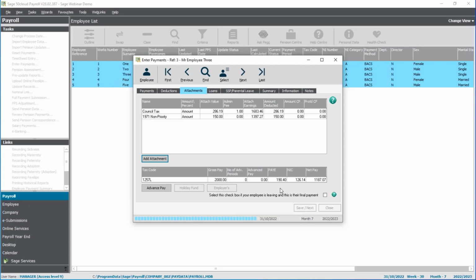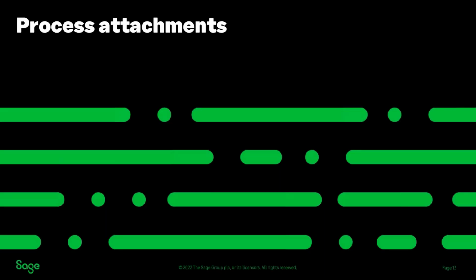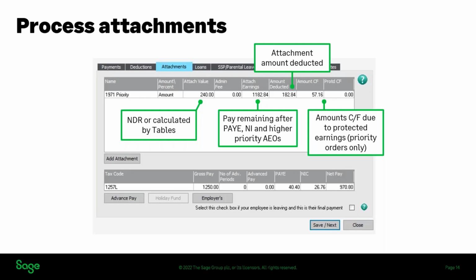And that is about it for the demos. So let's just give you a quick recap on processing the attachments. This is available in the handout as well. You can see the details of the attachment being deducted on the attachments tab, which you'll find in the employee record. The attached value is either the normal deduction rate or the amount calculated by the tables.